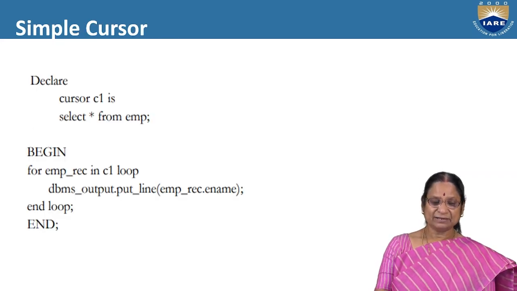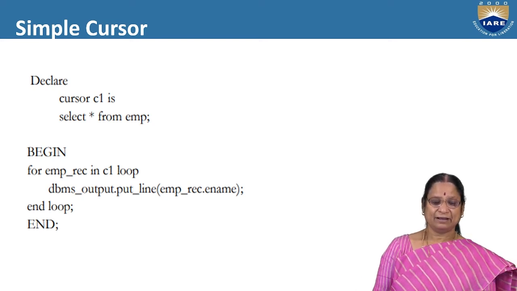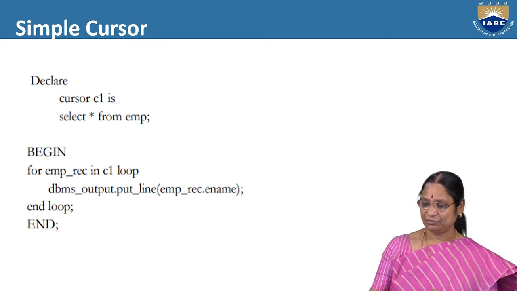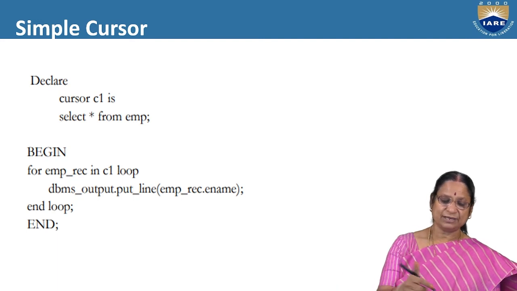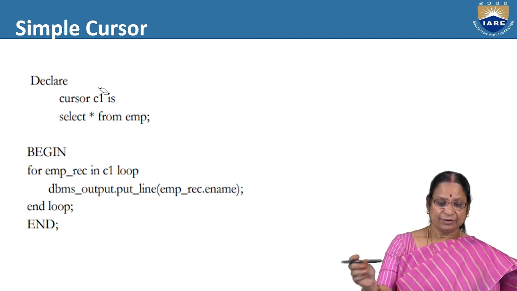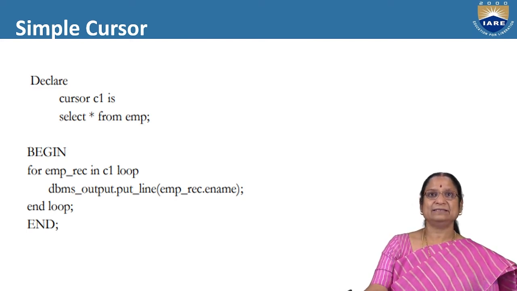So this is the simple cursor. That means the declare. We are declaring a cursor through some select statement. Whatever the result of the select statement, select star from EMP, the data will be stored in a cursor C1. And we will use this C1 data in this logic.